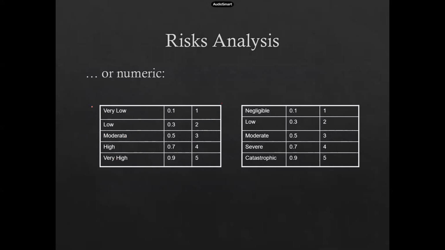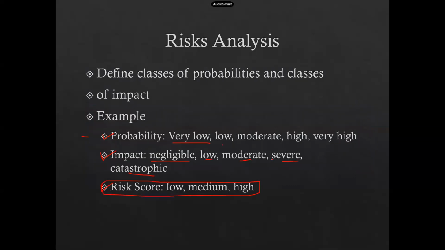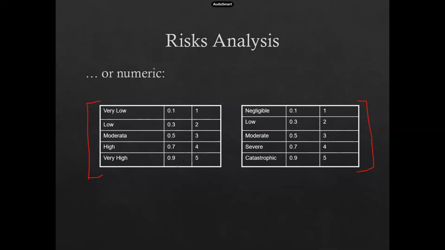Now this whole scale over here is for the probability, and this scale over here is for the impact. So for the impact, we can make the scale of negligible, low, moderate, severe, and catastrophic, just as discussed over here. Now over here, what we have done is we have tried quantifying it, and we have developed it as a chart, or we have made a scale out of it.